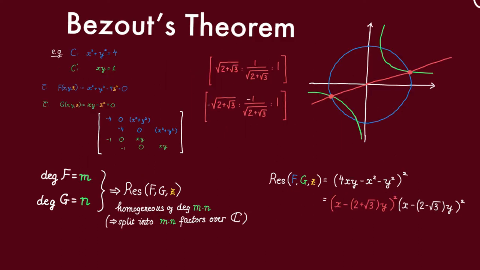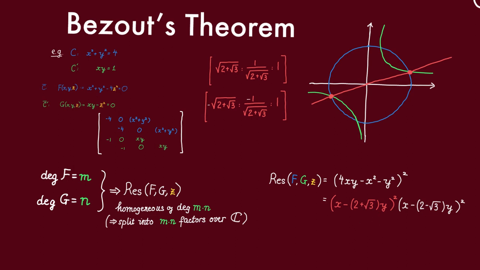For example, in this case here, we have a circle and a hyperbola. They intersect at 4 points, just as expected. But observe that two of these points of intersection, these 2 points, actually lie on the same line through the origin, namely this line here. So two distinct points might correspond to the same linear factor.